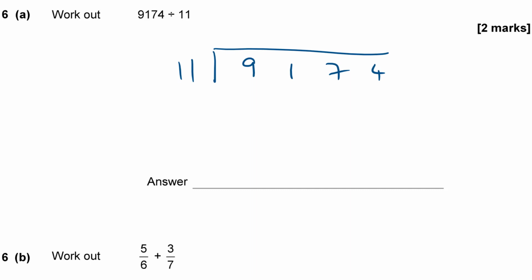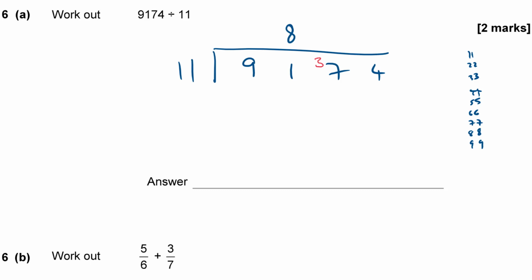11's into 91. Well, 11 times table is 11, 22, 33, 44, 55, 66, 77, 88, 99. So that is 1, 2, 3, 4, 5, 6, 7, 8 times, isn't it? Goes in 8 times. So how many times it goes in goes up here. 91 subtract 88 gives me a remainder of 3. So I'm going to write a little 3 in there.